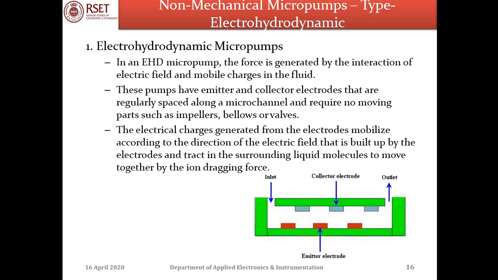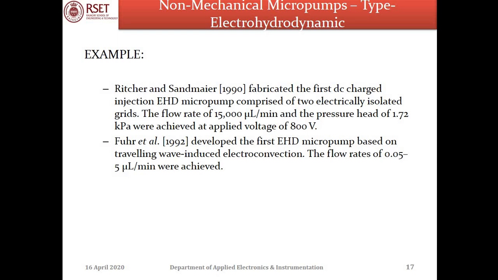Okay, so let us see a few examples of electrohydrodynamic pumping. Now the first DC charge injection EHD micropump comprised of two electrically isolated grids. The flow rate thus realized was about 15,000 microliters per minute, and a pressure head of 1.72 kilopascals was achieved at an applied voltage of 800 volts. Another EHD micropump based on traveling wave induced electroconvection had flow rates of 0.05 to 5 microliters per minute.